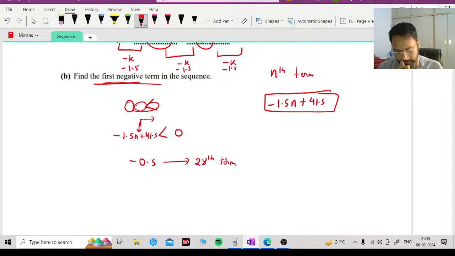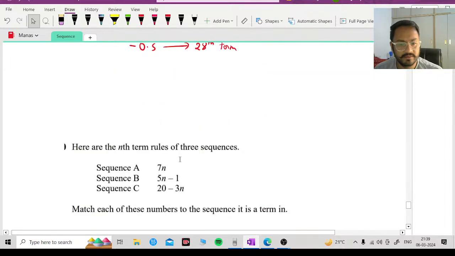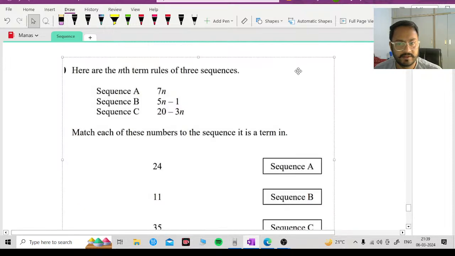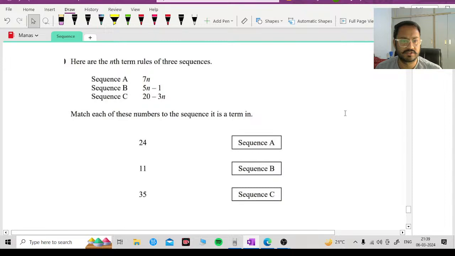Done. Next, now we need to do the next question. This is a very simple question, right? Let's decrease the size, then we'll do this. Yes. Now please, children, give it a try. This is a very important question.